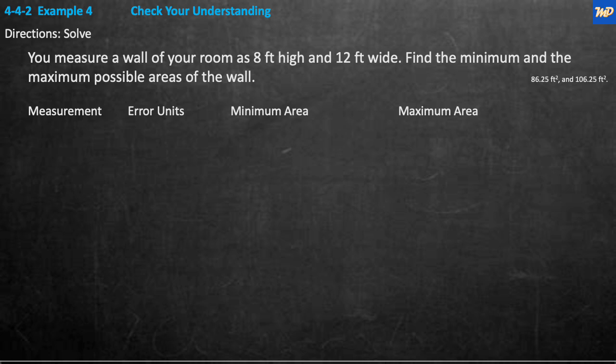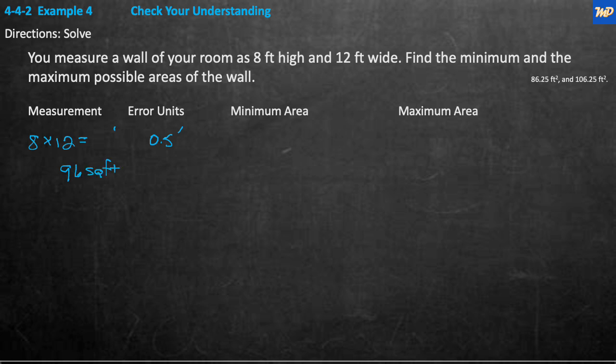Okay, so now that you're back, what do we do? What is the measurement? It was 8 by 12, and that equals 96 square feet. Okay, what are the units? The units are feet, but the maximum error is going to be 1/2 a foot. So it's going to be 0.5 feet. Okay, now over here, this is a little messy. I'm going to clear that up for you. I'm going to say is equal to 96 square feet.